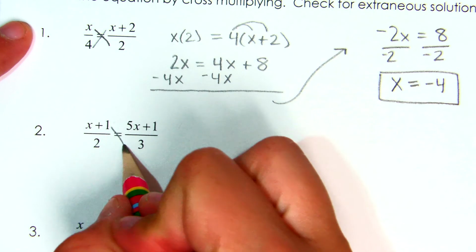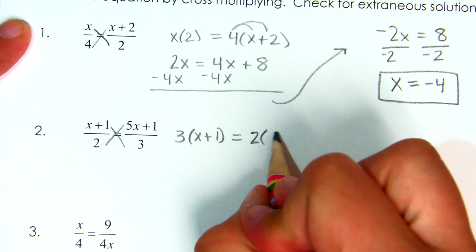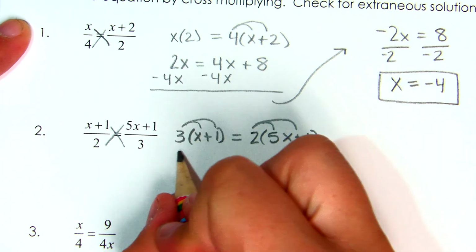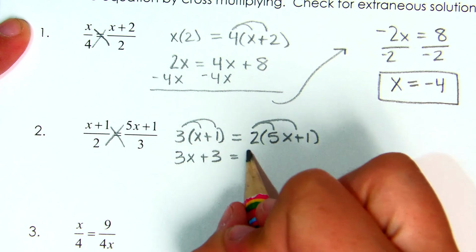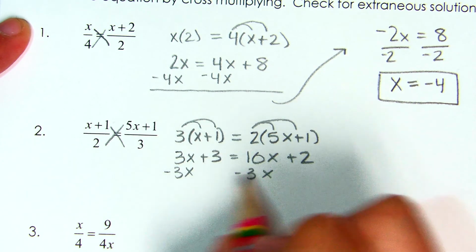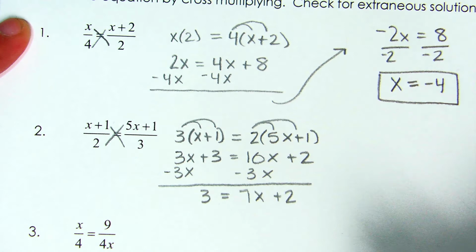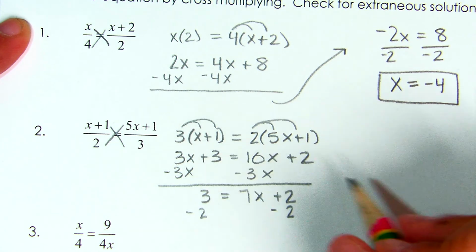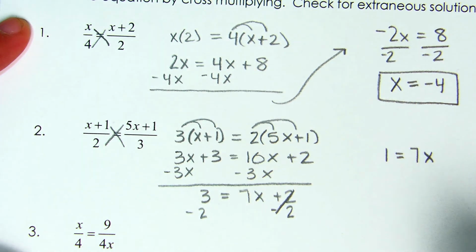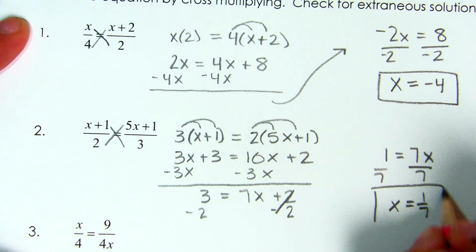Alright, number 2. Cross multiply. 3 times x plus 1 equals 2 times 5x plus 1. Distribute on both sides. So I have 3x plus 3 equals 10x plus 2. I'm going to subtract 3x to get all my x's on the same side. So I have 3 equals 7x plus 2. Subtract 2. So I have 1 equals 7x. Divide by 7. So x equals 1/7.